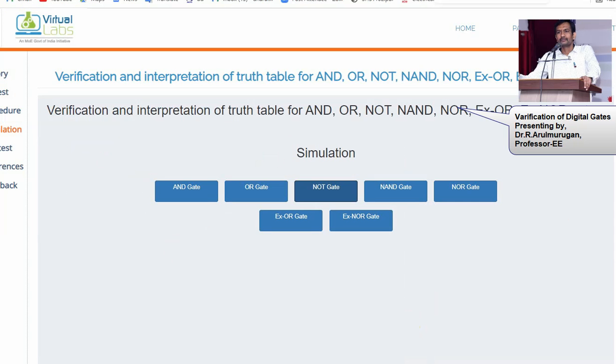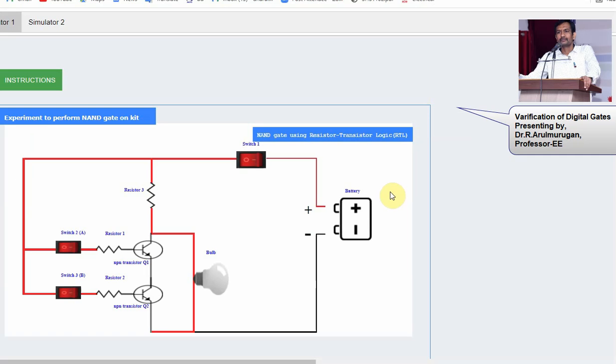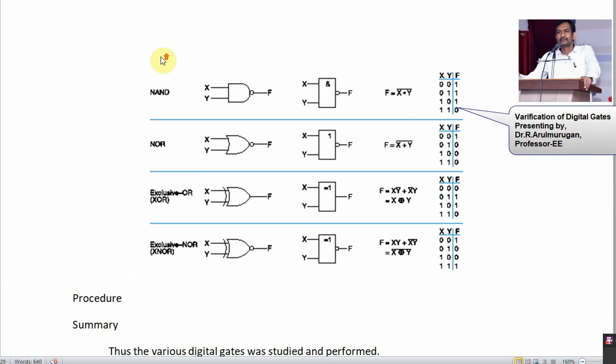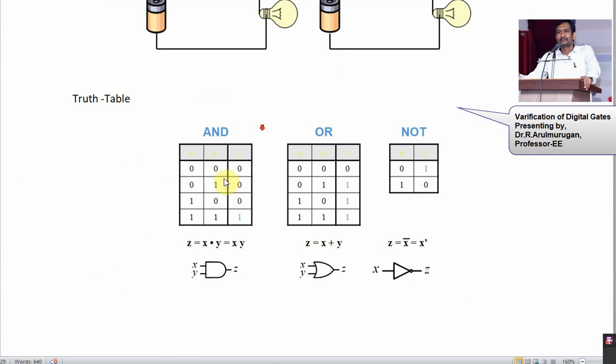Next one is the NAND gate. How is the NAND gate developed? These are the next further gates: NAND gate, NOR gate. The NAND gate is the AND gate plus the NOT gate combined. The output of the AND gate is connected here. That is called a NAND.